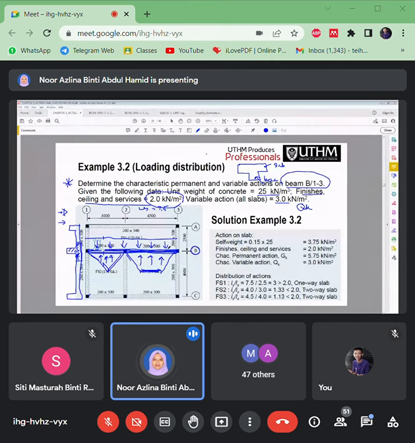Okay, so what are the loads? What's the end value here? So tu yang kena kira. Kira lah actions on slab here. The self weight of the slab based on its thickness. It is mentioned here 150 mm, its thickness. So 0.15 multiplied with the unit weight of concrete gives 3.75, and then add the finishes, ceiling and services.